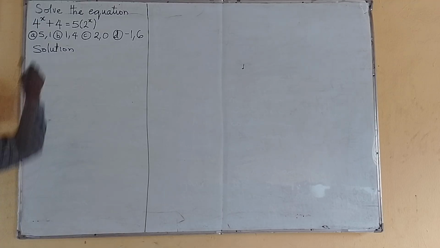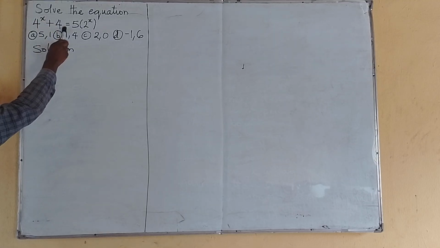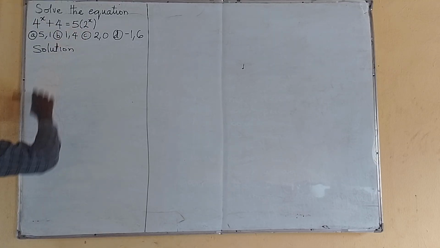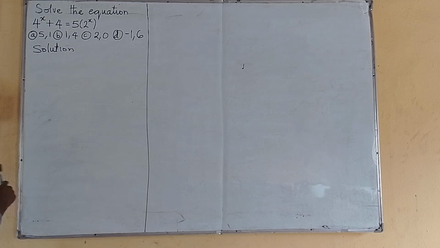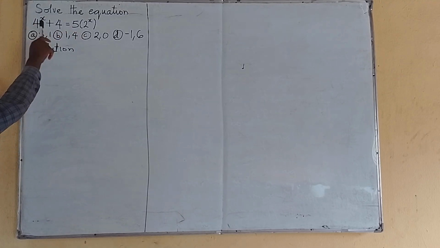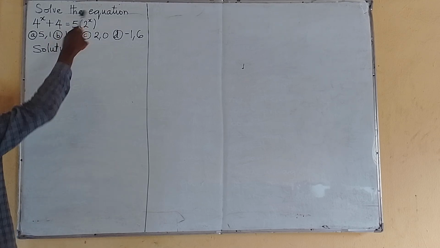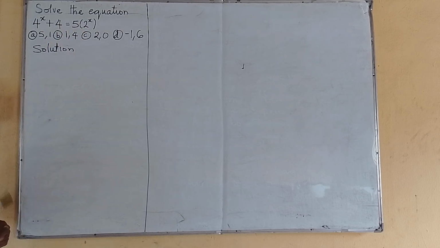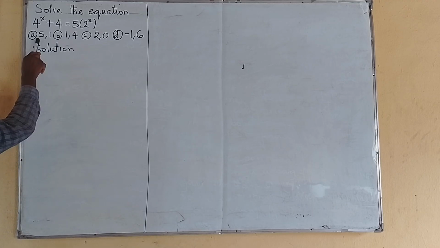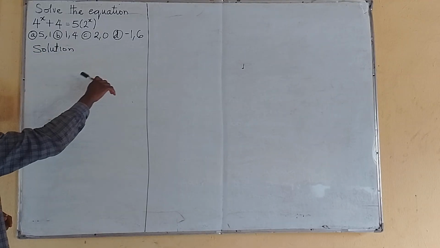The question says solve the equation 4 raised to the power x plus 4 equal to 5 times 2 raised to the power x. I go read the question again. Solve the equation 4 raised to the power x plus 4 equal to 5 times 2 raised to the power x. And the options wey the question give us now: 5 and 1, 1 and 4, 2 and 0, minus 1 and 6.